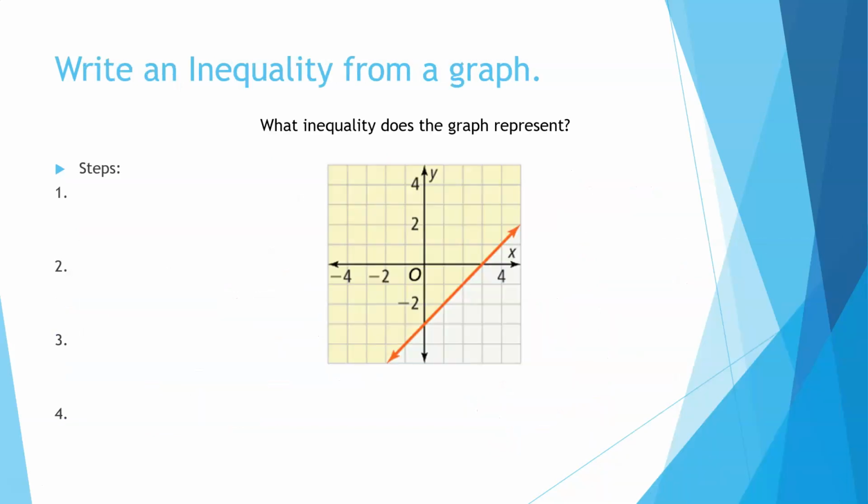Today's lesson, we are going to switch the way we look at this. Yesterday, we were given an inequality and we learned how to graph it. Today, we're given the graph and we are going to write an inequality from that graph. Once again, we have 4 steps in order to do this. Step 1 is ask yourself from the graph, what is the y-intercept?